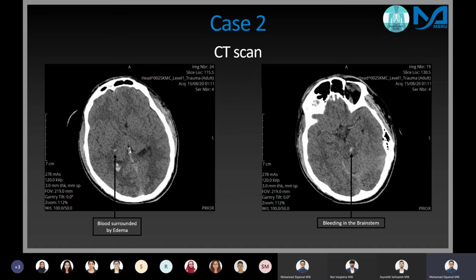But it's been a week and your patient is still unconscious. So what would you do now? There's a theme to this, so you can easily pick up the answer. All right, so you do an MRI.